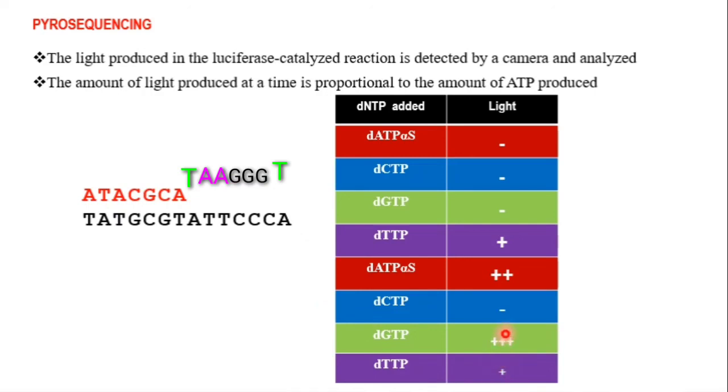So we can read the sequence from here. First we'll get a T, A, A, G, G, T. This is our sequence. This is the pyrosequencing result.